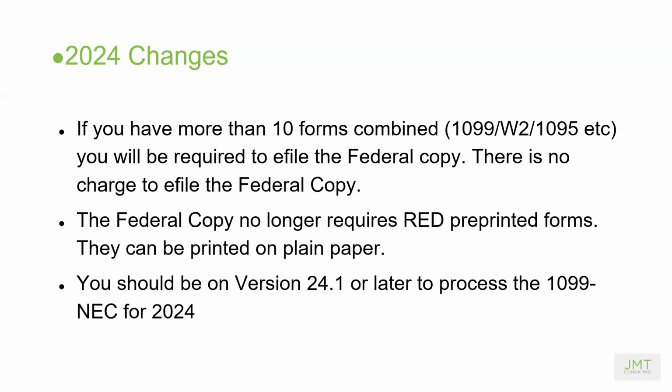So first big change, and this is a change that the IRS has required. If you have more than 10 forms, if you combine, you may have payroll, you may have other things. So combined forms, this is 1099s or W-2s or 1095s, etc. You have to e-file the federal copy only. And in the past, you could actually print out the federal copy and mail it in. You can no longer do that for the 2024 1099 forms or W-2 forms or a combination of them.